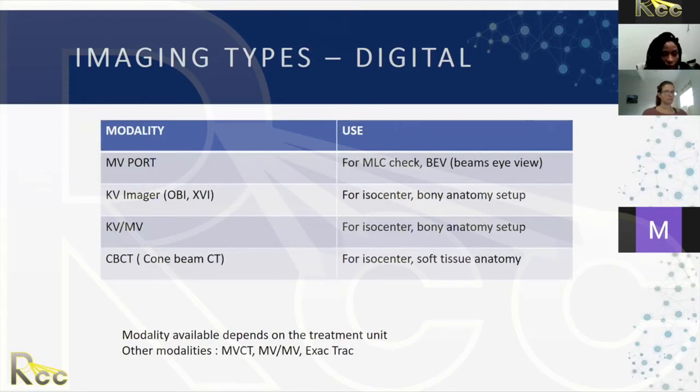The MV ports we use for MLC checks, really just a way to look at the beam's eye view of the treatment plan that you've created. The KV imager is called an OBI if you have a Varian system. It's called an XVI if you have an Elekta system. This is really for isocenter and bony anatomy setup. Some systems have a KVMV imager. Again, this is for isocenter and bony anatomy setup. And then you have your cone beam CT, which is a volumetric KV imaging system, also used for isocenter, and it helps you to delineate soft tissue anatomy. So I'll go over the three that are most common, as I mentioned in the last slide: the MV ports, the KVs, and the cone beams.